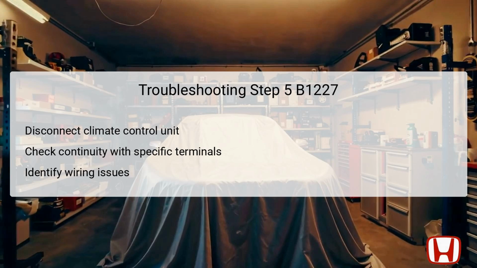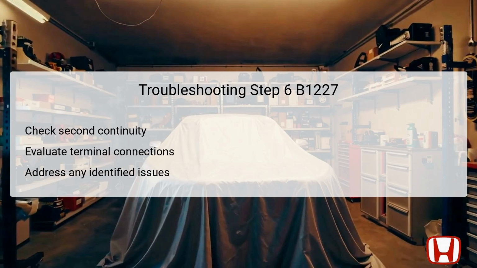If continuity exists, it indicates that the wiring is intact up to that junction. Conversely, if continuity fails, it suggests an open circuit that requires thorough inspection and repair of the wiring to restore proper functionality. Next, conduct a second continuity check by measuring between climate control unit connector B, terminal number 10, and outside air temperature sensor 2P connector, terminal number 2. This verification is crucial in identifying potential wiring faults or interruptions.